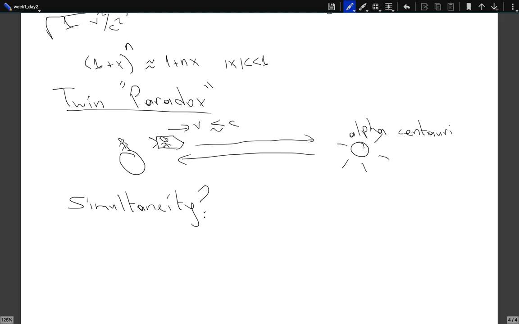Okay, now there is this problem of simultaneity. So if we are, question?